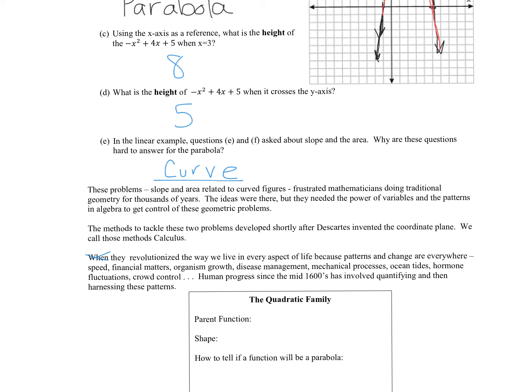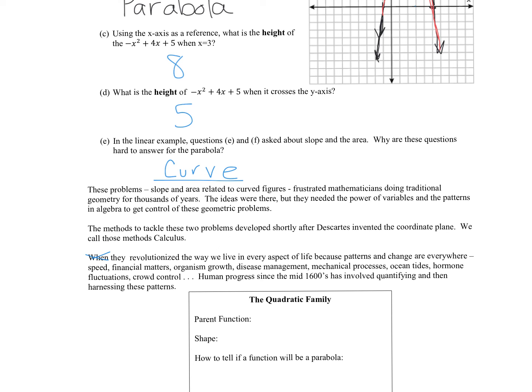So what initially seems like a trivial math question, like what's the slope of a curved line, what's the area under a curved line, actually applies to so many areas of life. And once they figured out how to do the math with it, we were able to make a lot of progress in terms of how humans live.